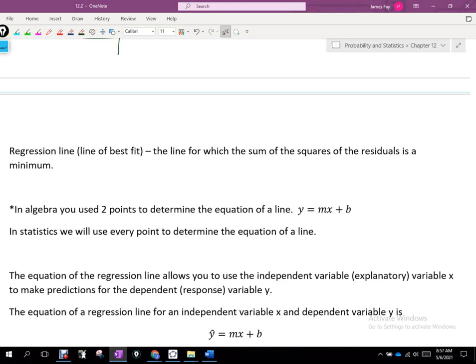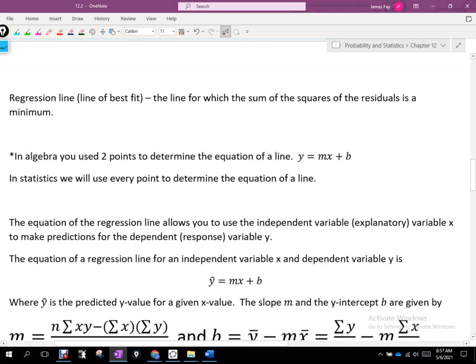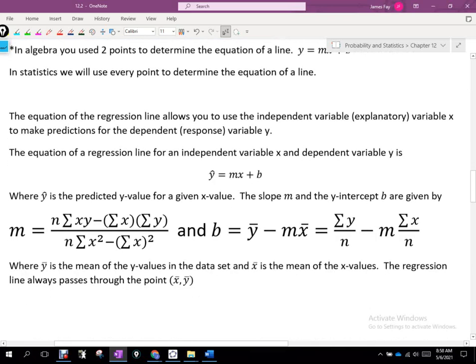In stats, we're going to collectively use all the points, so all the points contribute to our equation. Okay. So the equation of the regression line allows you to use the independent variable, which is our explanatory variable x, to make predictions for the dependent variable y, which we call the response variable. The equation of a regression line for an independent variable x and dependent variable y is the following. It's called y hat equals mx plus b.